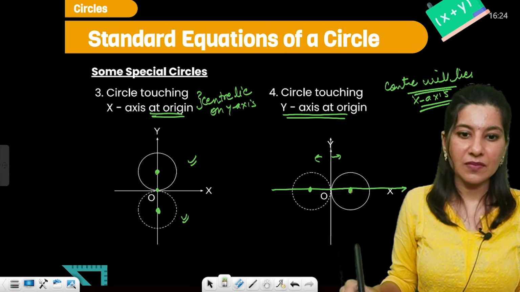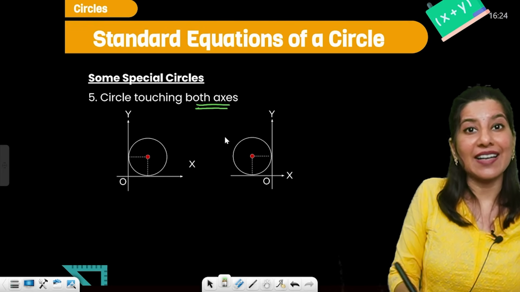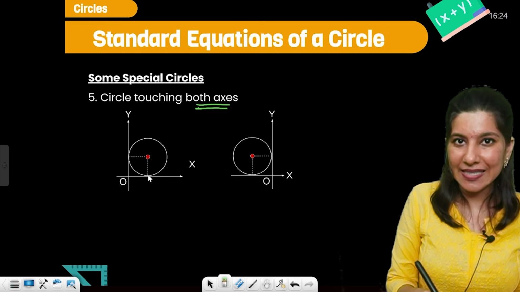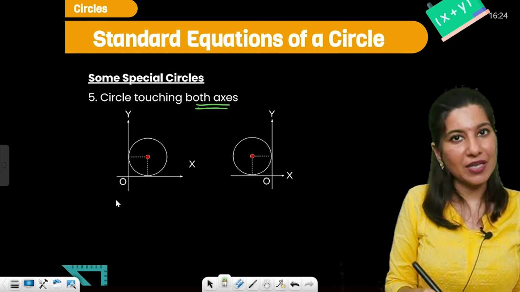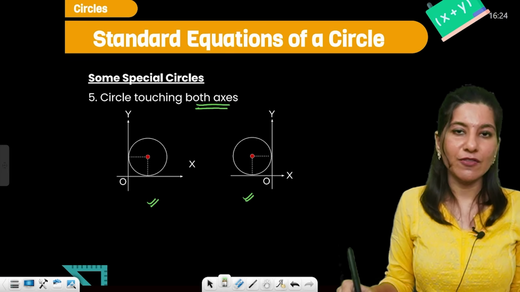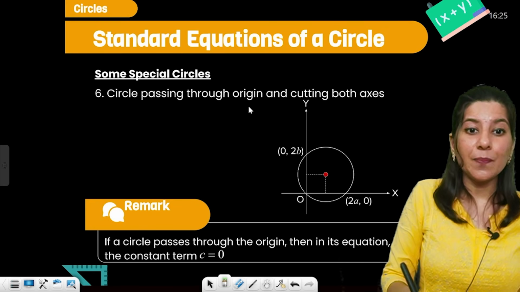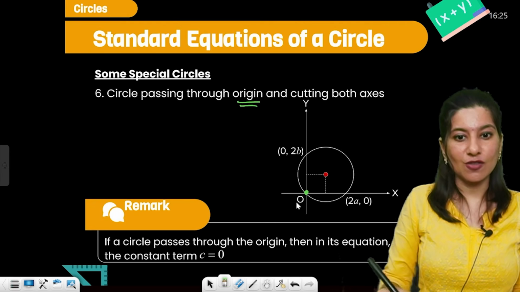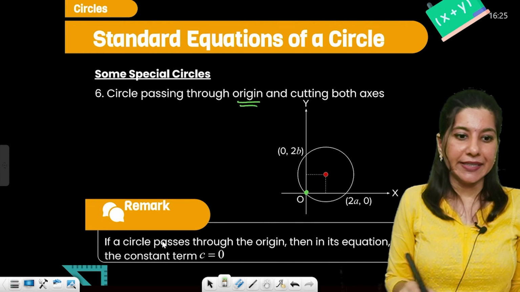Okay. Chalo. Then we have circles touching both axes. If any circle is touching both the axes, you can see that it can stay in the first quadrant, second quadrant, third quadrant or fourth quadrant. So these are the multiple cases which we can consider. Okay. And the last case, a circle passing through the origin just like this and cutting both the axes. So you have to draw like this. Okay. All right.